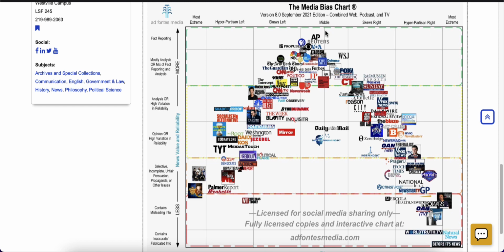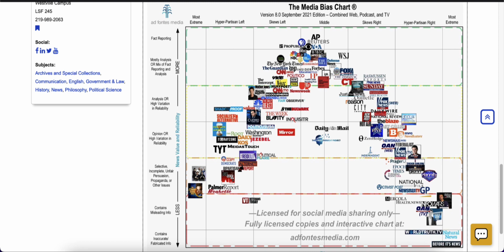So on this chart, we have the middle, and then we have the most extreme left and most extreme right politically. If we look at the left-hand side of the screen, it runs from fact reporting all the way down to contains inaccurate or fabricated information. When we want to use information in a scholarly way, while writing papers, doing speeches, those types of things, we want to make sure that we have the least amount of bias in our materials.